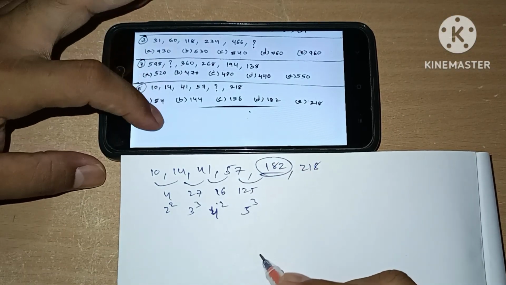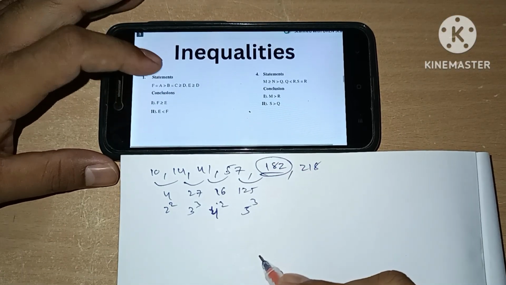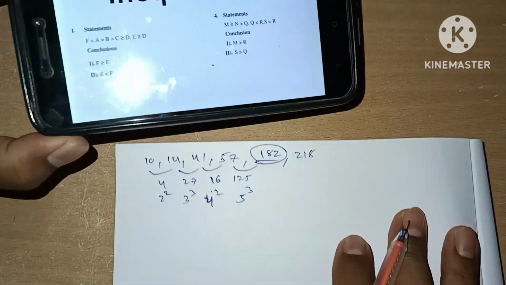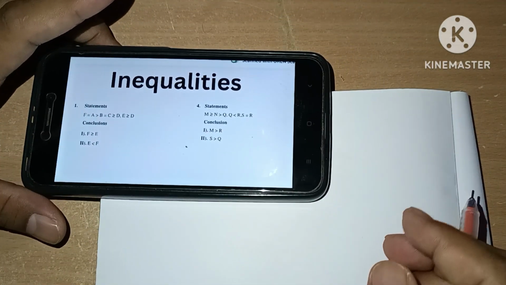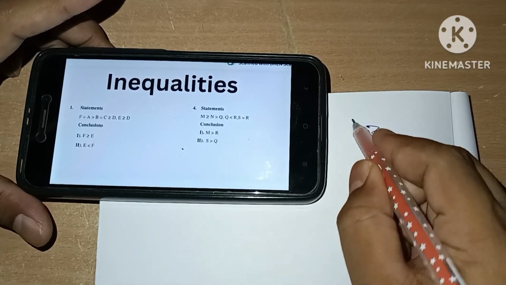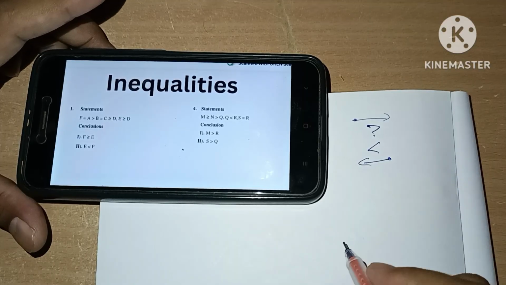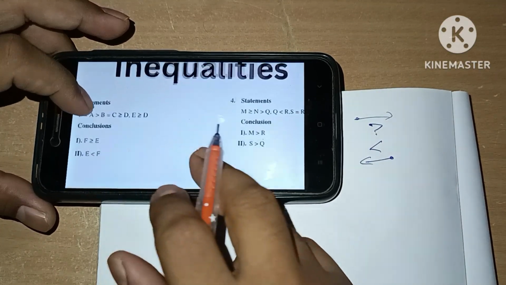Next, we are going to see inequalities. Inequalities, first question. For this concept, we use the flow method. If we see a symbol like this, the flow goes from this side to this side. If we see a symbol like this, the flow goes from this side to this side. Let's understand through the questions directly.